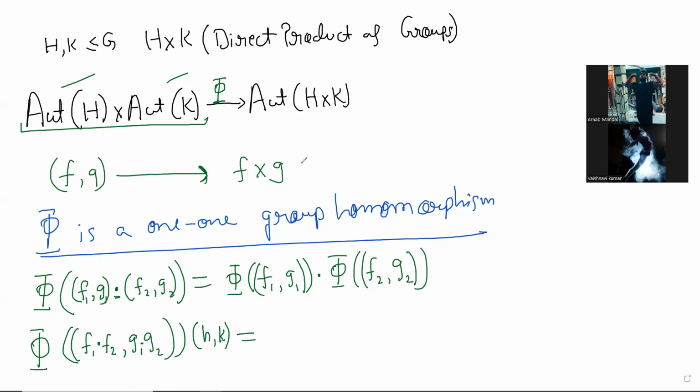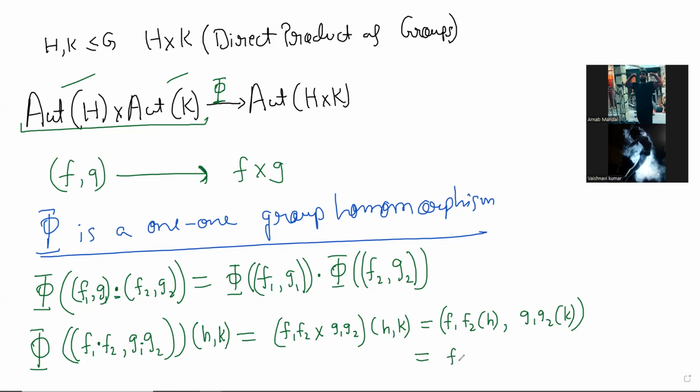Go to the definition of phi. Phi sends f comma g to f cross g. So this time the f is f1, f2, and g is g1, g2, right? And this function will act on this. And what will it do? That is the definition of f cross g on h and g1, g2 on k, right? What is this? This is composition, right? So f1 is acting on f2h. f2h is again an element, and g1 is acting on g2k, right?